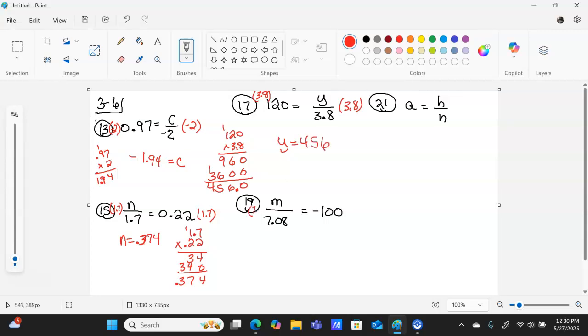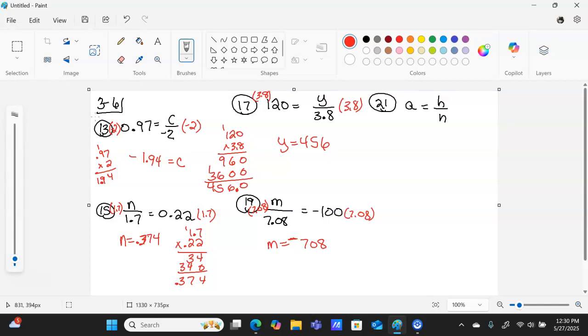Here, going to multiply both sides by 7.08. And this one is really easy because when you multiply by 100, all you do is move the decimal 2 places to the right. And it is negative because the 100 is negative.